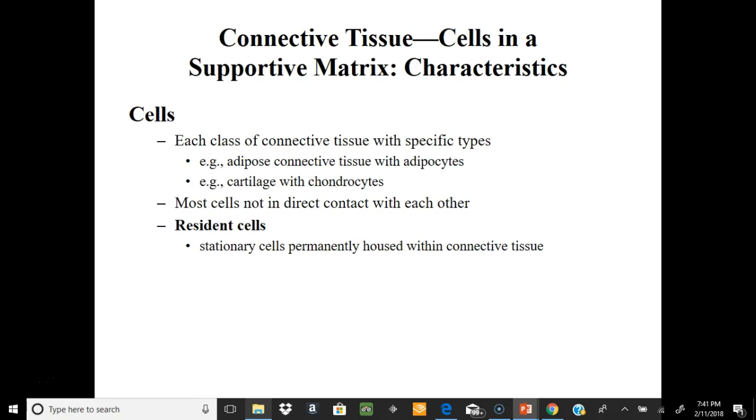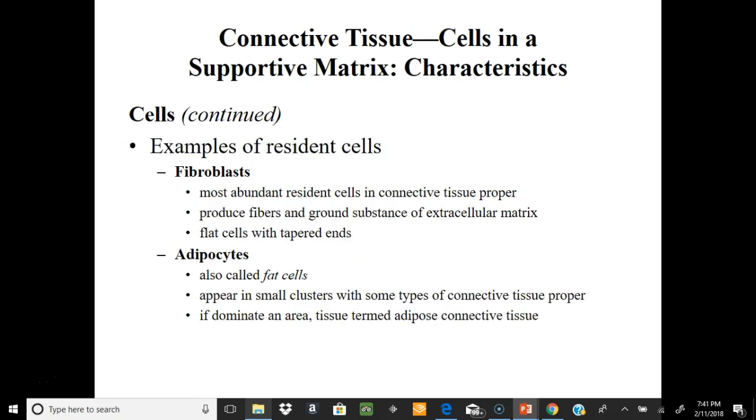And in general, the cells are not in contact with each other. Cells are not packed in like they are with epithelial tissue. In connective tissue, the cells are very loosely, or no, I won't say loosely packed. I'll say they're found in the matrix, but they don't typically touch. We have some cells that are called resident cells that are always found in the connective tissue. And then we have other cells that are wandering cells that move in and out depending on what is needed.